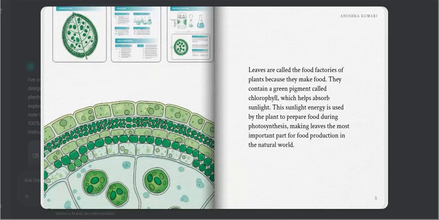They contain a green pigment called chlorophyll, which helps absorb sunlight. This sunlight energy is used by the plant to prepare food during photosynthesis, making leaves the most important part for food production in the natural world.